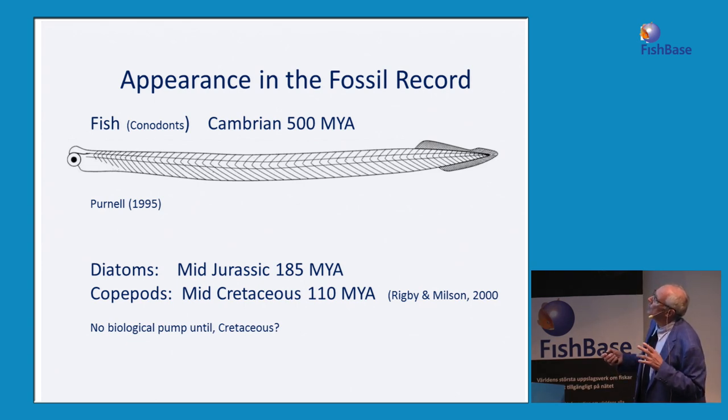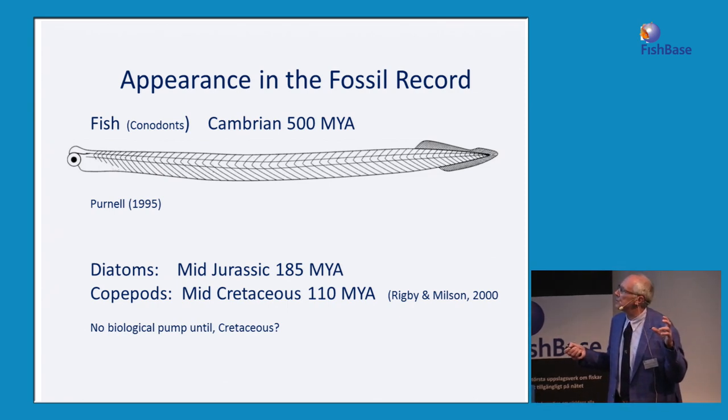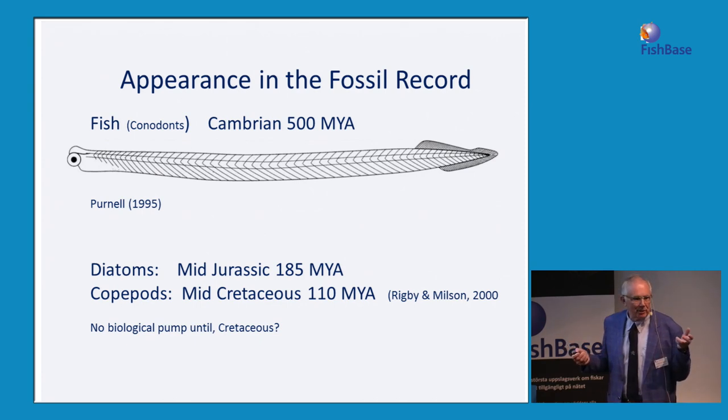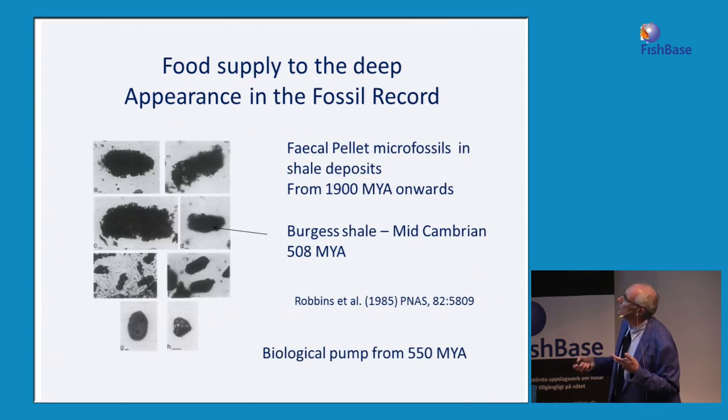What about food? Well, this is just to confirm the oldest fish fossils are the conodonts from about 500 million years ago in the Cambrian. But diatoms, which are a key link in photosynthesis in the surface layers of the ocean, only appear 185 million years ago, and copepods only 100 million years ago. So there's a potential that maybe there was no biological pump in the ancient ocean.